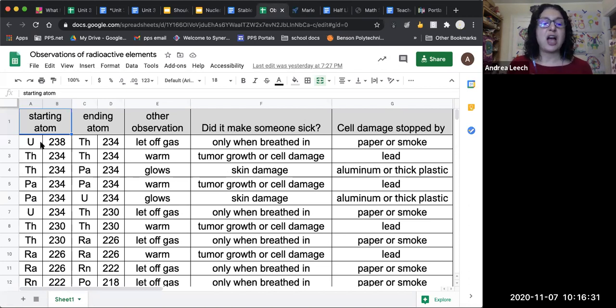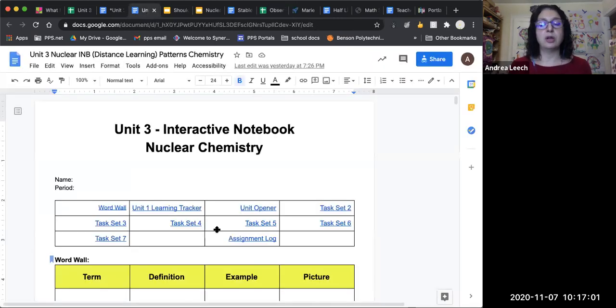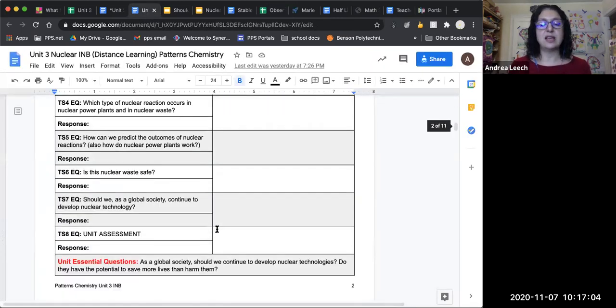And so each time that it decays, we say what the starting atom is, what the ending atom is, and what did we observe. So these are the what did we observe. And the idea is we want them in that interactive notebook to group things together and notice that certain ones cause cell damage, certain ones cause damage only if you breathe it in, and certain ones cause tumor growth, or certain ones are stopped by lead, certain ones are stopped by paper, certain ones are stopped by smoke. And in that interactive notebook, they're going to be ranking those together.